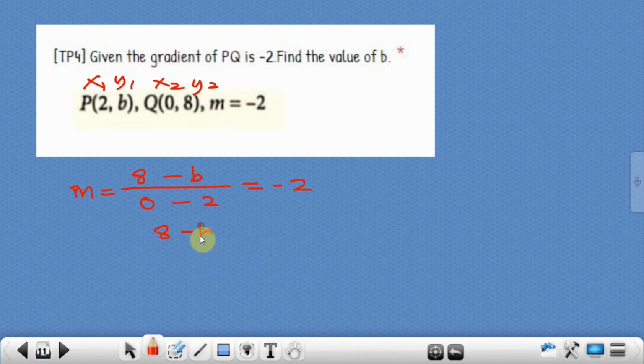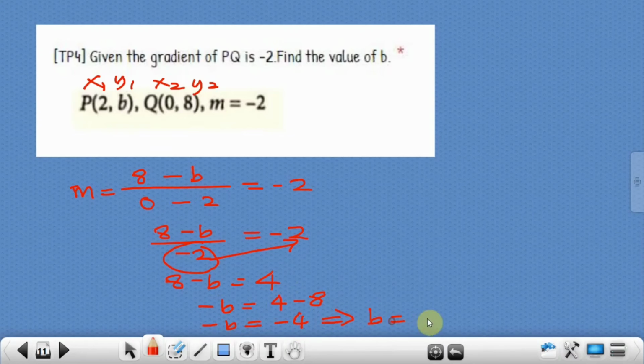So 8 minus b over -2 is equal to -2. So 8 minus b is equal to -2 times -2, which is 4. So negative b is equal to 4 minus 8. Negative b is equal to -4. So b is equal to 4. So this is the value of b.